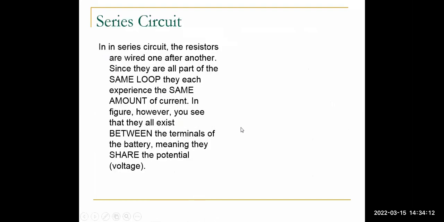So we have the series circuit. In a series circuit, the resistors are wired one after another. Since they are all part of the same loop, they each experience the same amount of current. In the figure, however, you see that they all exist between the terminals of the battery, meaning they share the potential voltage.